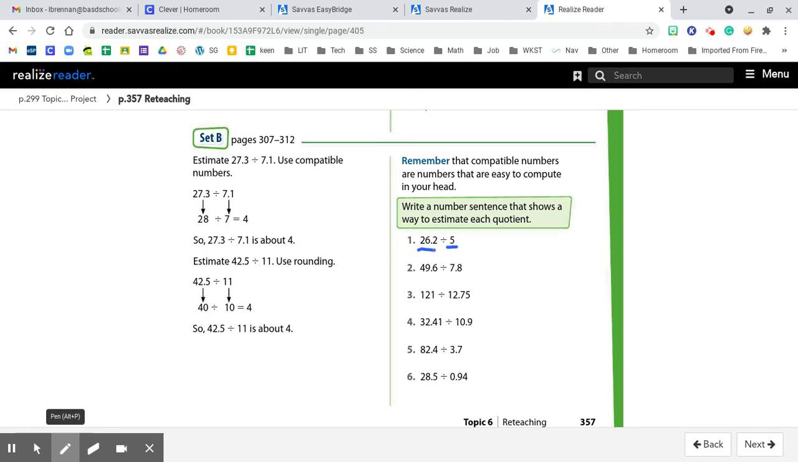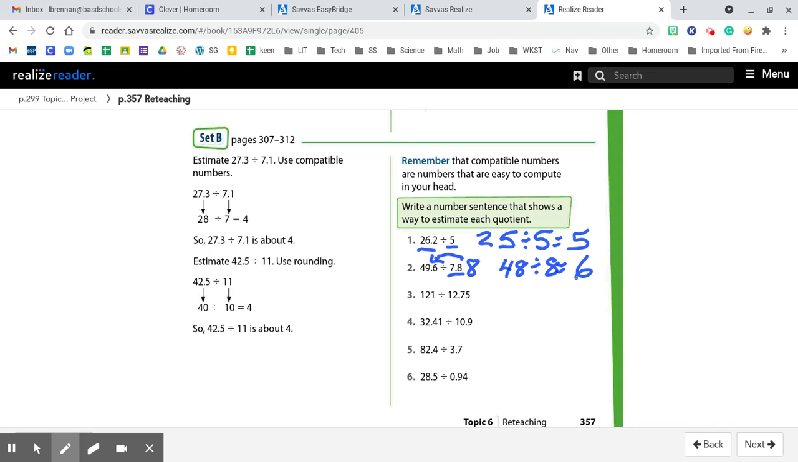So 5 is a nice round number. I don't have to do anything to that. What's closest to 26 that 5 will go into? So I would probably change that to 25 divided by 5 equals 5. I want to get rid of the decimal. 7.8 rounds to 8. And then I'm going to look at 49.6, and I want to look for a multiple of 8. So 48 is pretty close. 48 divided by 8 is 6.